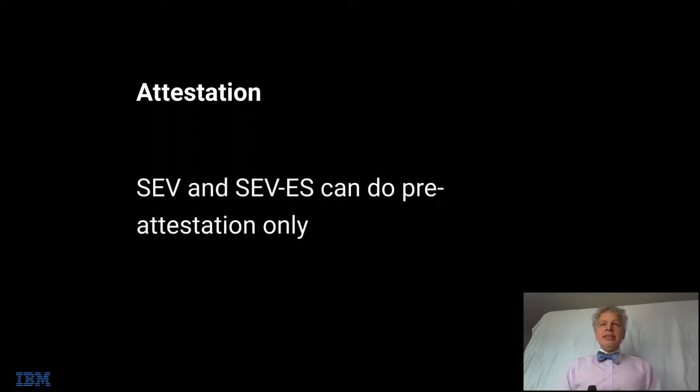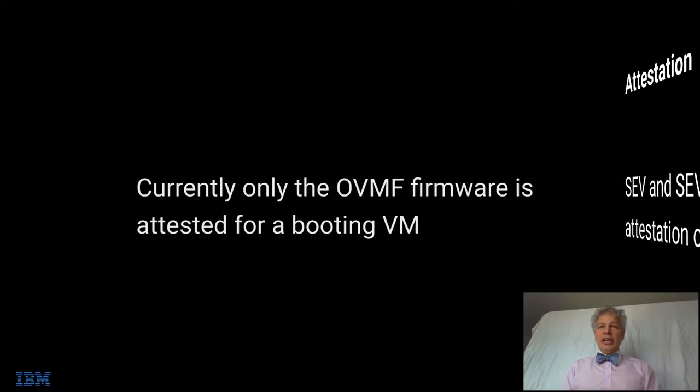So SEV and SEV-ES, which are currently the only facility you have available in the marketplace today, only do something called pre-attestation. What pre-attestation means is you verify pieces of the virtual machine that are placed into the image before it started. Currently, only the OVMF firmware is one of these things that is placed into the virtual machine before it started, and therefore, in pre-attestation, that is the only thing you can attest to for a booting virtual machine.